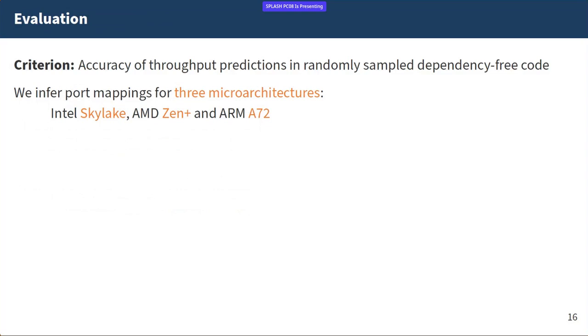We looked at 3 different microarchitectures. On the one hand, the Intel Skylake architecture, which was in scope for previous works. It's interesting to just compare against the other works that have more insight into the tools. And on the other hand, the AMD Zen Plus architecture and also the ARM A72 architecture, which were out of scope for previous works.